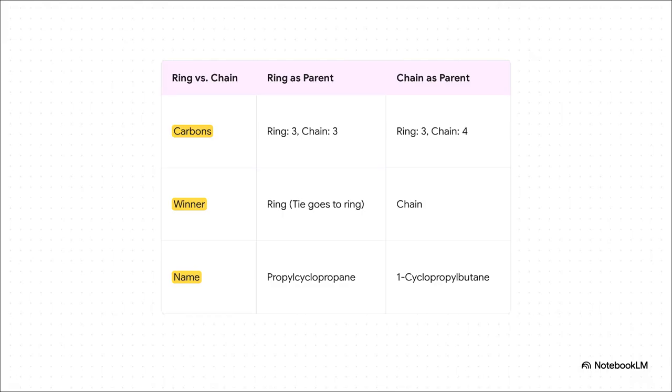So look on the left. The ring has 3 carbons, and so does the chain. It's a tie. And in a tie, the ring always wins. It gets to be the parent. So the name is propylcyclopropane.